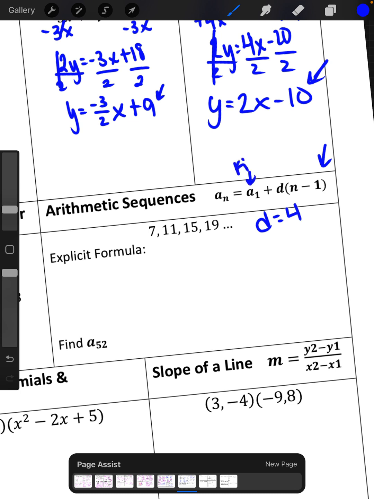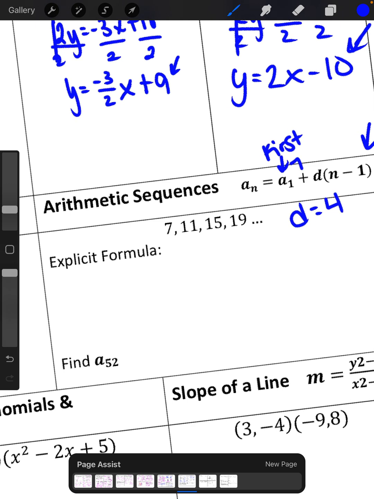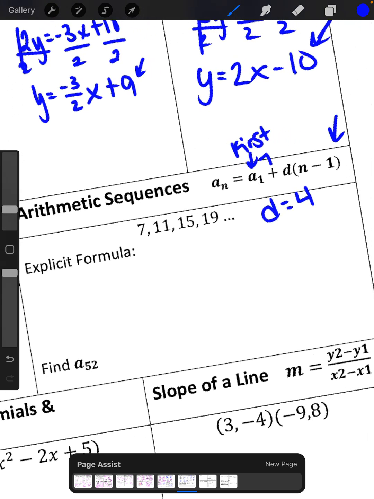a sub 1 is, remember, your first term. So in this case, it's 7. And then n is just whatever number they're looking for. So in this case, you're going to leave it when you're writing the formula. So a sub n equals a sub 1, which is 7, plus the difference, which is 4, times n minus 1. And then you're done with the explicit formula.